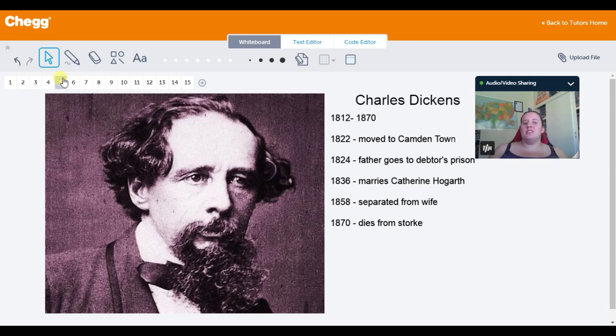In 1836, he meets and marries Catherine Hogarth, with whom he goes on to have 10 children, and unfortunately the marriage ends in 1858. Now, there are two theories about why this occurs, one being that the sudden death of their infant daughter in 1851 left them so grief-stricken they could no longer function together as a married couple. The other is that Charles supposedly had an affair with a young actress named Nellie Ternan.